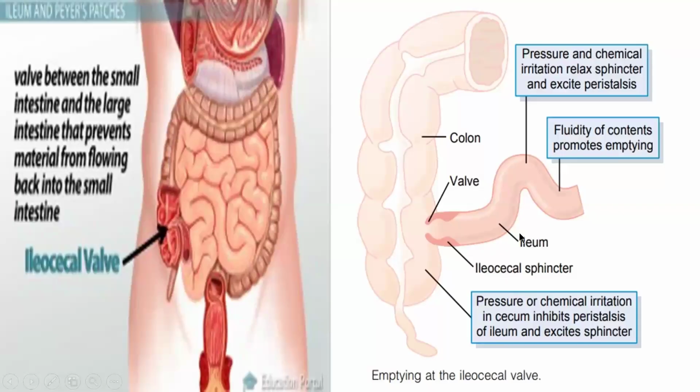So there is the ileocecal valve, the colon, the ileum, the duodenum, the jejunum. The ileocecal sphincter is there, the ileocecal valve is there. On emptying through the ileocecal valve, pressure or chemical irritation in the cecum inhibits peristalsis of the ileum and excites the sphincters. Fluidity of content promotes emptying and helps in excretion. Pressure and chemical irritation relax the sphincters and excite peristaltic movement, and the movement of feces takes place in the large intestine.